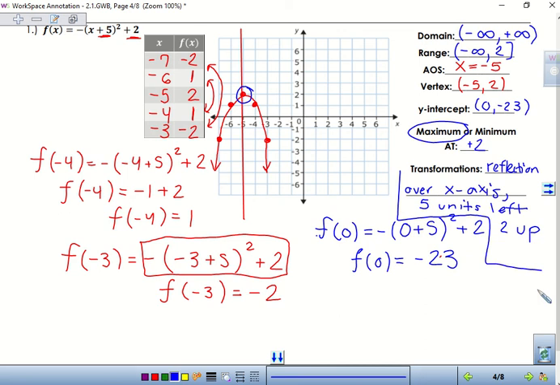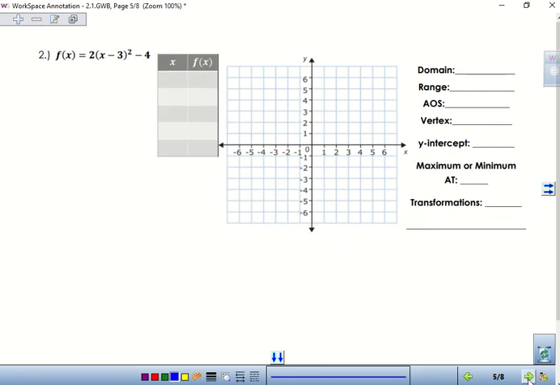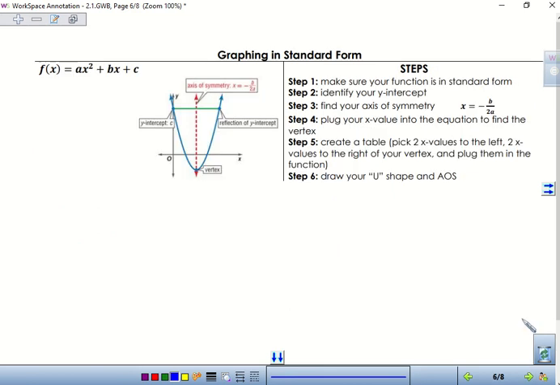It's pretty similar to absolute value in terms of identifying key features. Alright, so we're going to skip number 2, because everybody was so good paying attention to that. Okay? And everybody seemed to understand it. And we're going to go right to number 3.